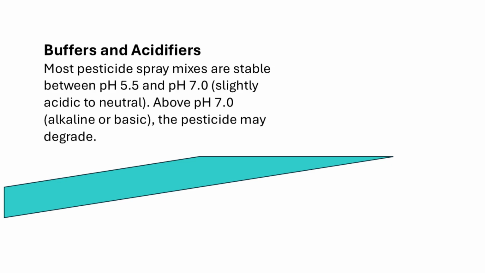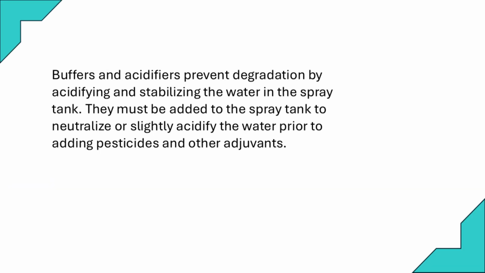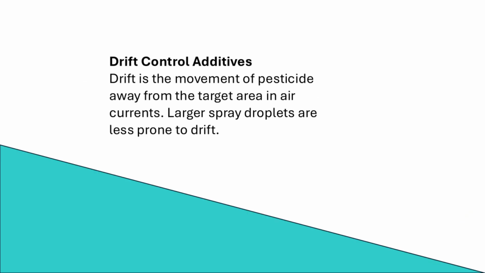Buffers and acidifiers. Most pesticide spray mixes are stable between pH 5.5 and pH 7.0, slightly acidic to neutral. Above pH 7.0, alkaline or basic, the pesticide may degrade. Buffers and acidifiers prevent degradation by acidifying and stabilizing the water in the spray tank. They must be added to the spray tank to neutralize or slightly acidify the water prior to adding pesticides or other adjuvants.